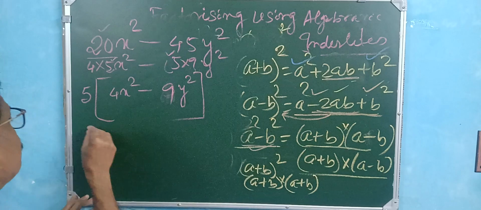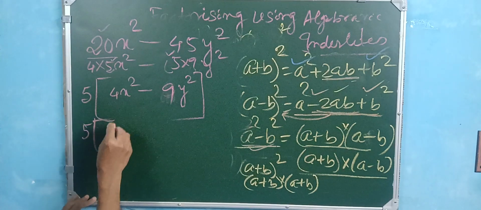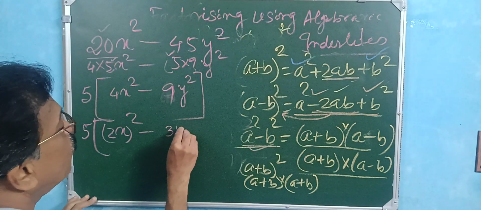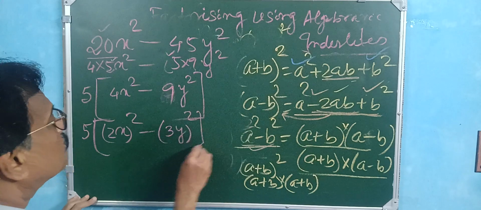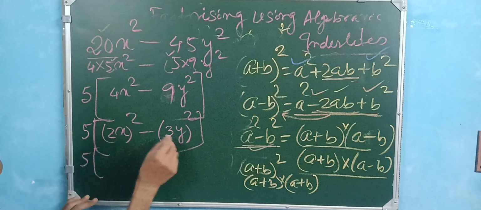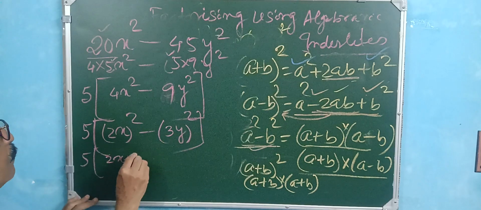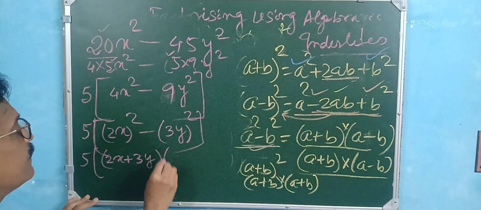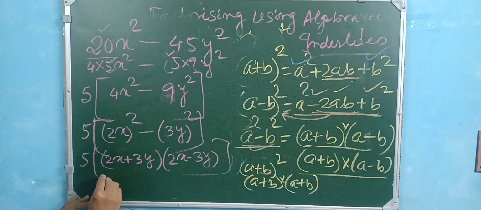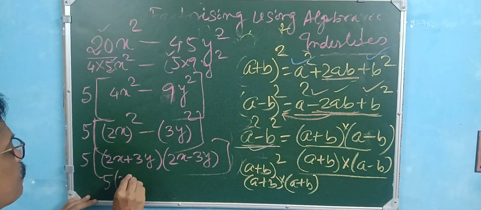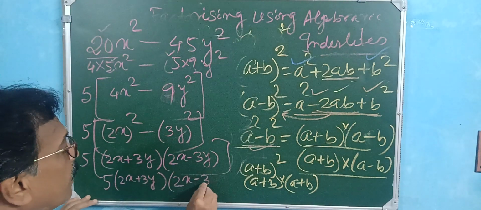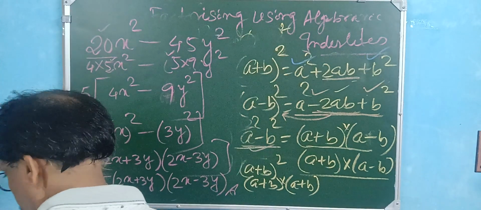Now the next stage. 4x square means 2x whole square. Now the answer is becoming 3y whole square. Okay, 5 is always out of the bracket. Now this is a square minus b square, so a plus b is coming in the answer, and a minus b is coming. Now the ultimate answer is 5 bracket 2x plus 3y, 5 bracket 2x minus 3y. The answer will ultimately come.